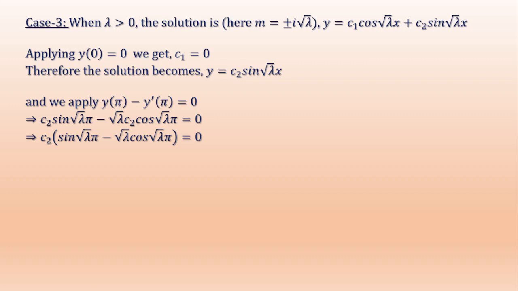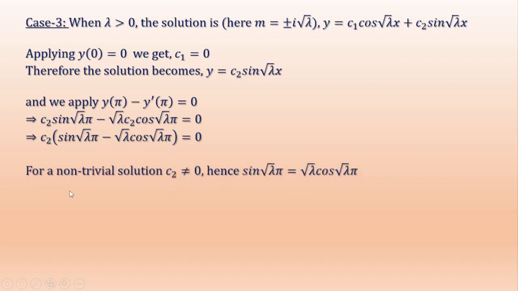And since we are interested in a non-trivial solution, the only alternative is that sine root over lambda pi is equal to root over lambda cos root over lambda pi. So for a non-trivial solution, C2 is not equal to 0, and hence the only solution is sine root over lambda pi equal to root over lambda cos root over lambda pi. This implies root over lambda is equal to tan root over lambda pi. So we can write it as root over lambda minus tan root over lambda pi is equal to 0.